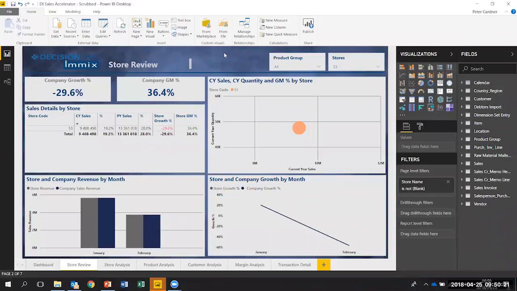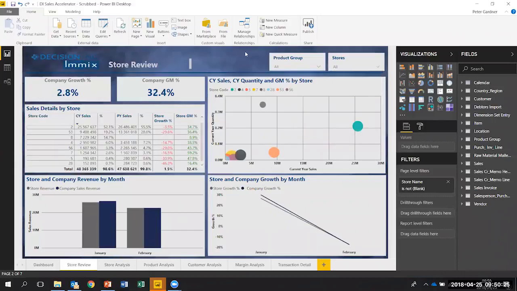So I'm just going to unselect the store over here. Let's just go back to the overview. All right, so what we've got on the left is a table that's just showing per store. It's showing current year sales versus last year and what the growth margin percentages are.